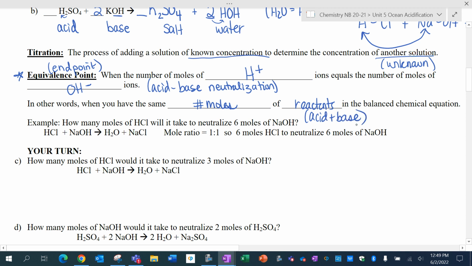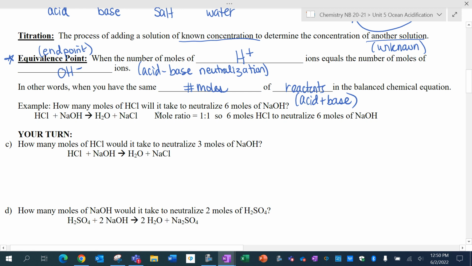So let's think through chemical equations and refresh ourselves about how we can interpret these. For example, question: how many moles of HCl will it take to neutralize 6 moles of NaOH? You look at the balanced chemical equation and notice how they all have coefficients of 1. Remember, the coefficients are the numbers out in front, and if there's no number out in front, we assume that it's a 1. So we say they react in a 1-to-1 mole ratio. Every 1 mole of HCl is needed for 1 mole of NaOH. Therefore, since the ratio is 1-to-1, it would take 6 moles of HCl to neutralize 6 moles of NaOH. So that's my answer. It would take 6 moles.